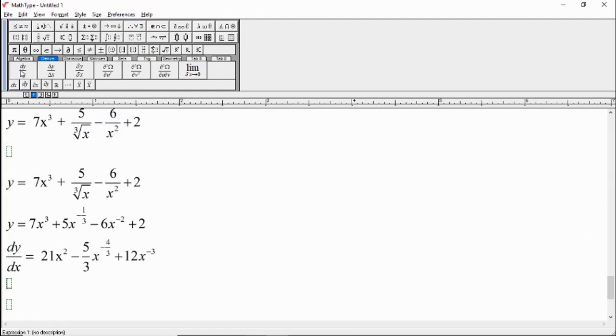We can't leave it as dy by dx is equal to 21x squared minus, this is going to be a long one, 5 over 3 cube root x to the power of 4, plus 12 over x to the power of 3. And there's your answer.